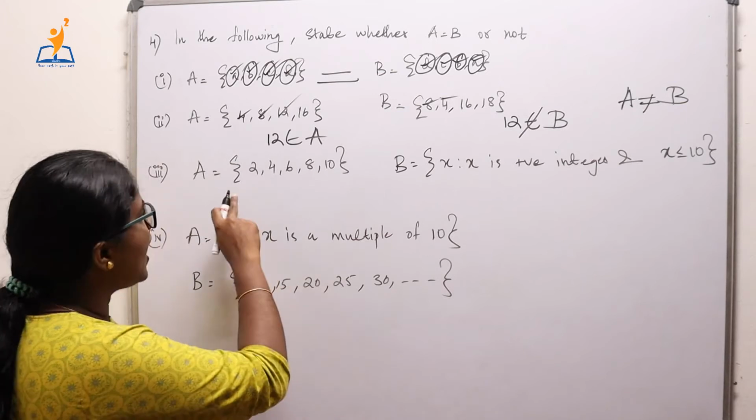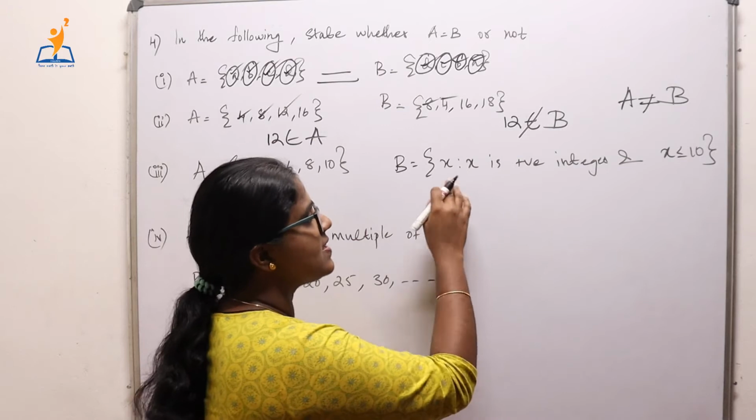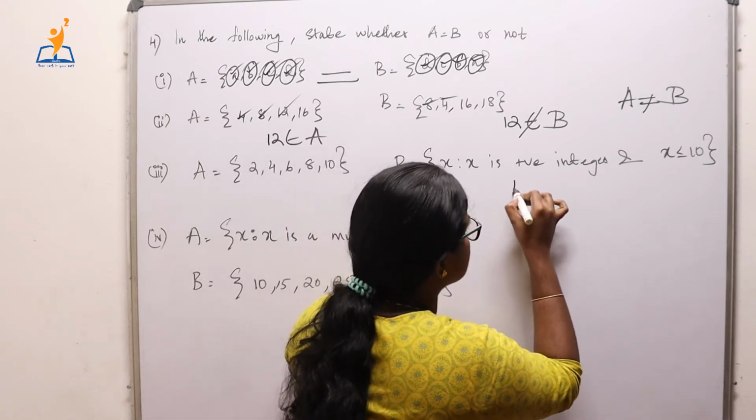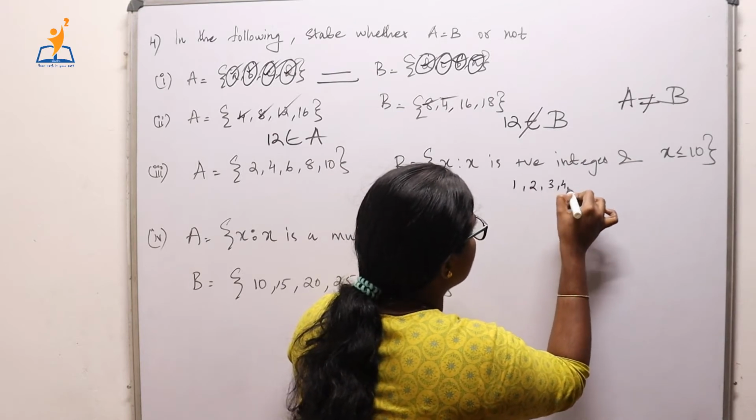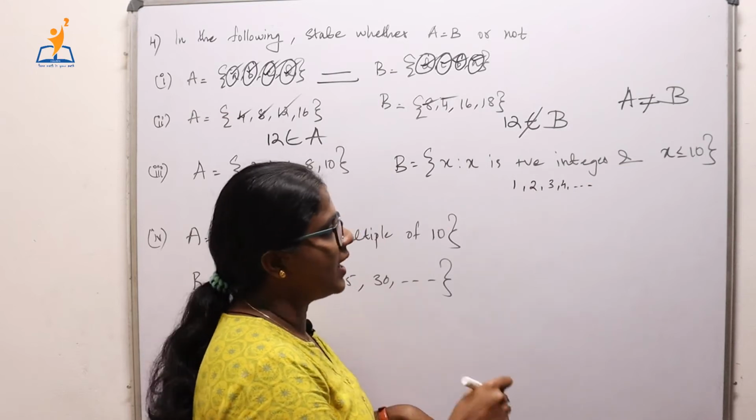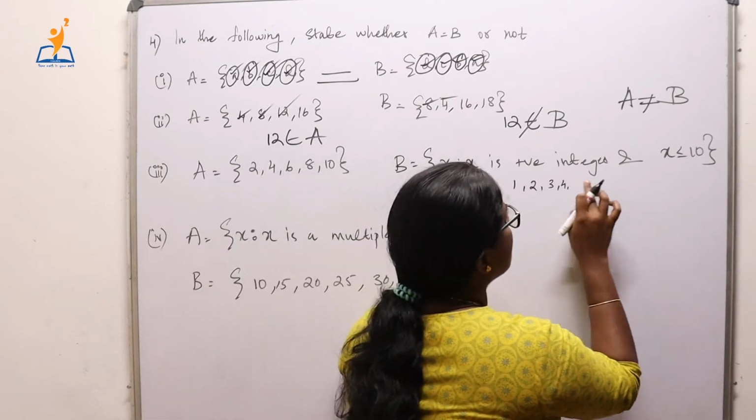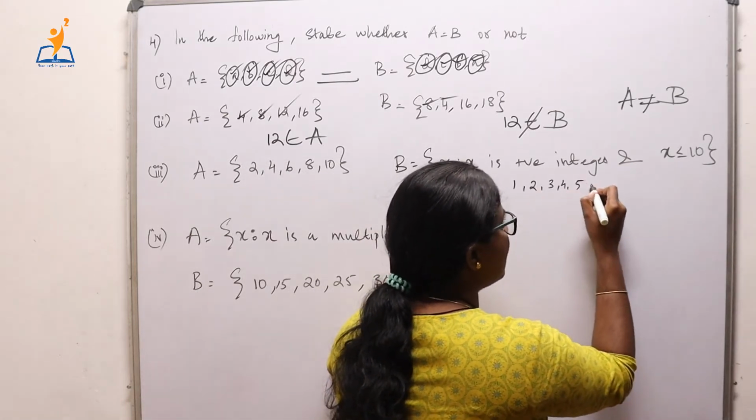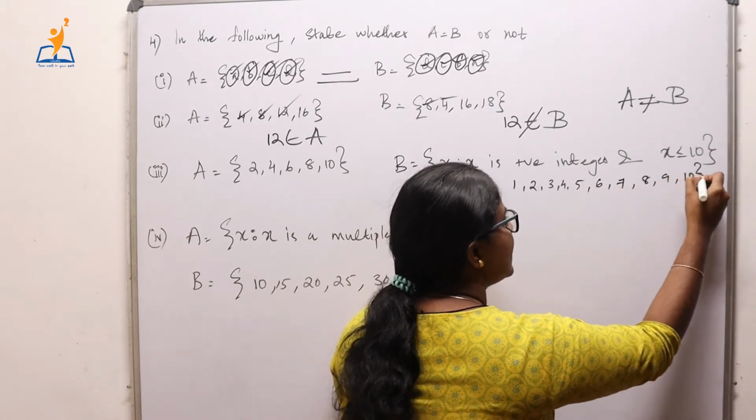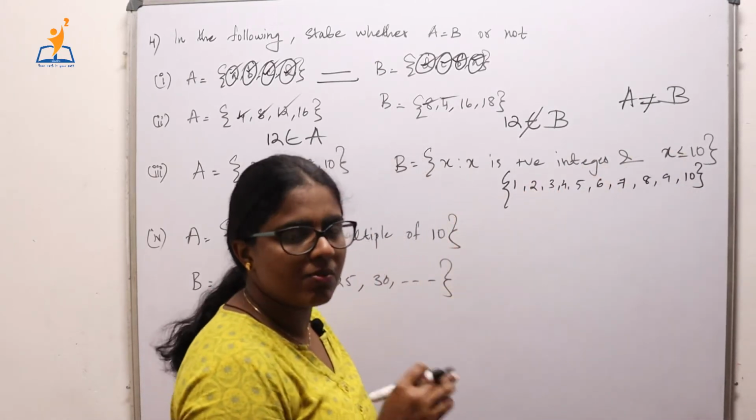Next question: A is equal to 2, 4, 6, 8, 10. What about B? B is the set of all x such that x is a positive integer. We know which are the positive integers: 1, 2, 3, 4, etc. And x is less than or equal to 10. Which are the positive integers less than or equal to 10? They are 1, 2, 3, 4, 5, 6, 7, 8, 9 and 10. These are the positive integers which are less than or equal to 10.